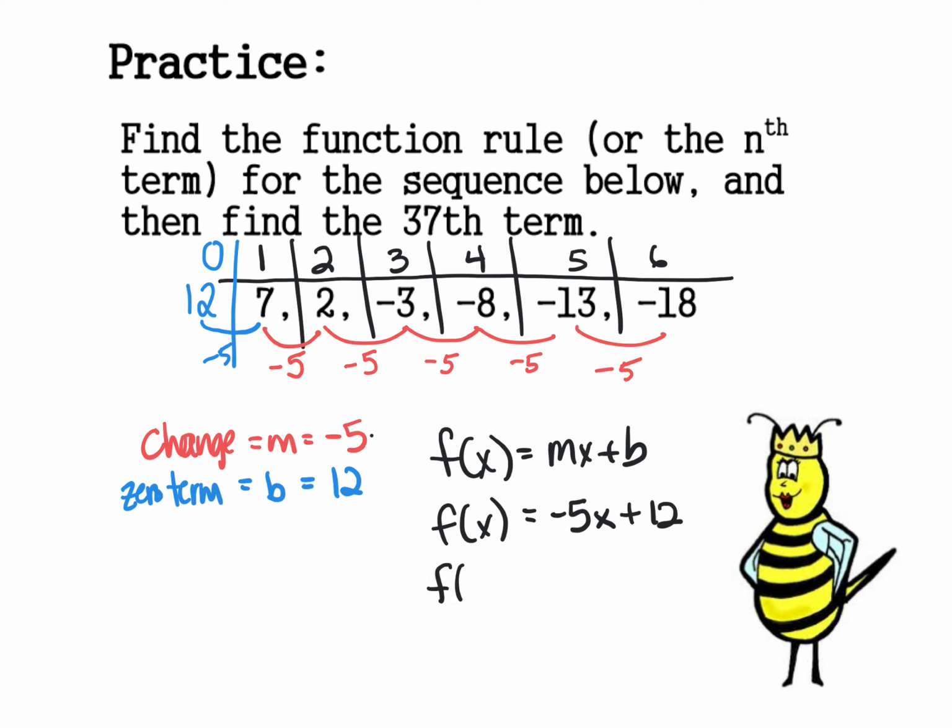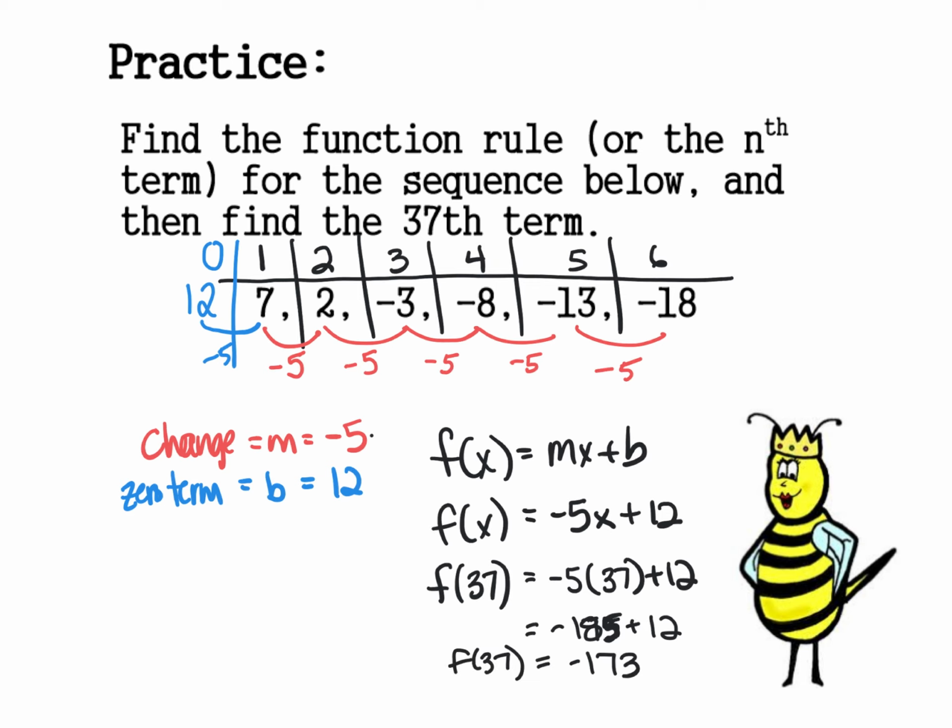There's my function rule. Okay, there's my nth term, or the function rule. Now, they want to know the 37th term. So I need to find f of 37. So -5 times 37 plus 12. So I get -173 plus 12, which is going to equal, no, I'm sorry, -185. That's -185 plus 12 equals -173. So the 37th term is -173.